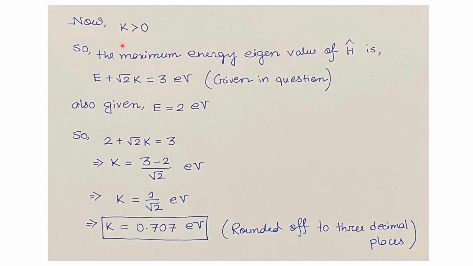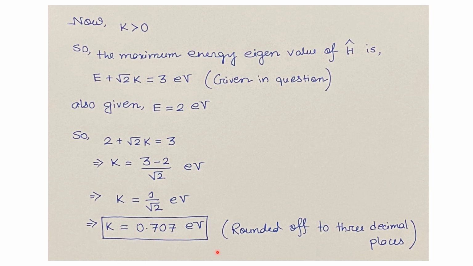Now it is given in the question that our k value is always positive, that is greater than 0. The maximum energy eigenvalue of the total Hamiltonian H cap is E + √2 k, that we have obtained from the eigenvalues of the total Hamiltonian, and that equals 3 electron volt, that is given in the question. Also given E = 2 electron volt. So, we will put this E value in this equation. So, what we will get? 2 + √2 k = 3. So, k value is (3 − 2) divided by √2 electron volt, that is 1 by √2 electron volt.